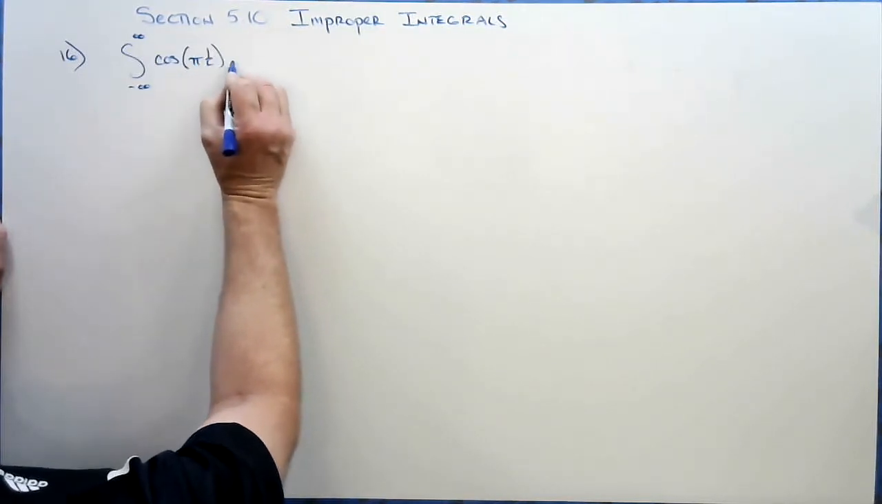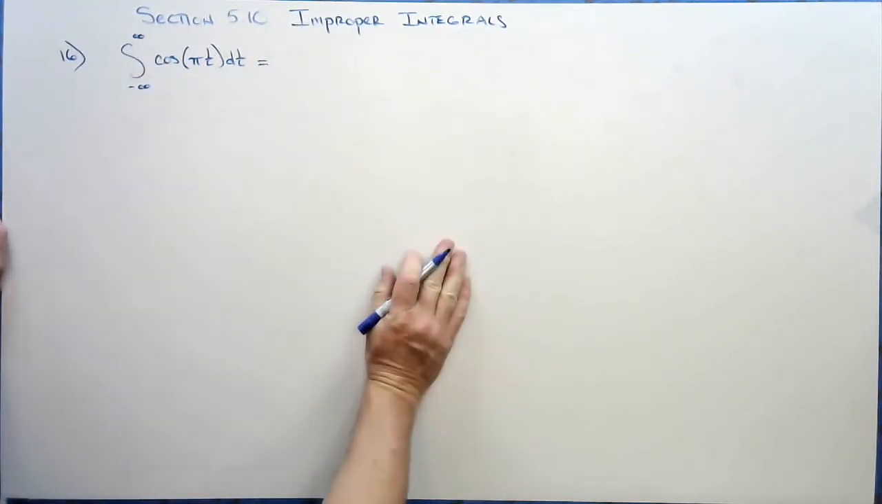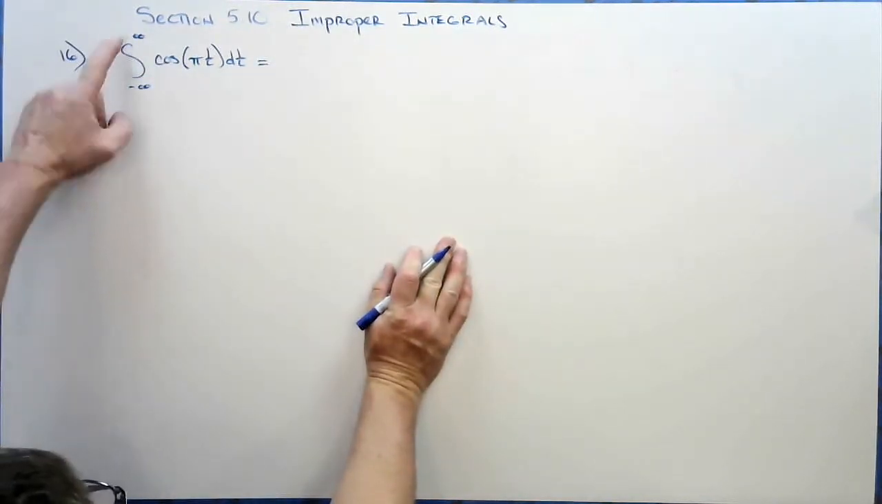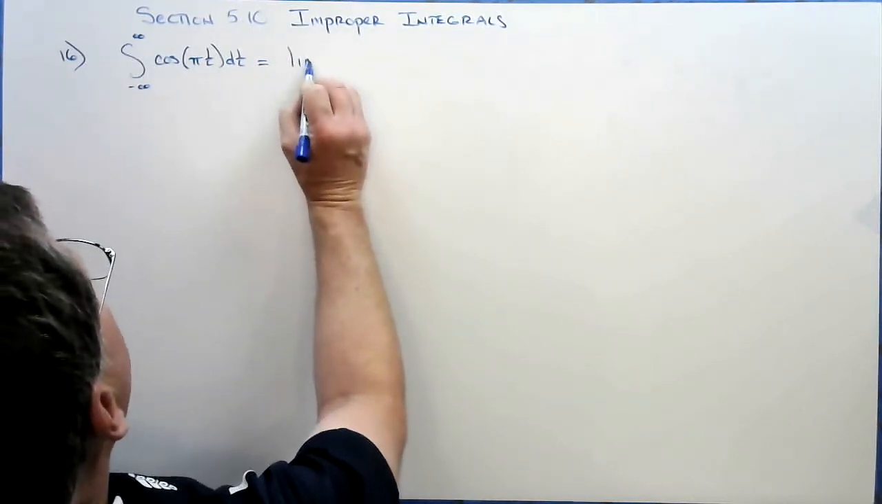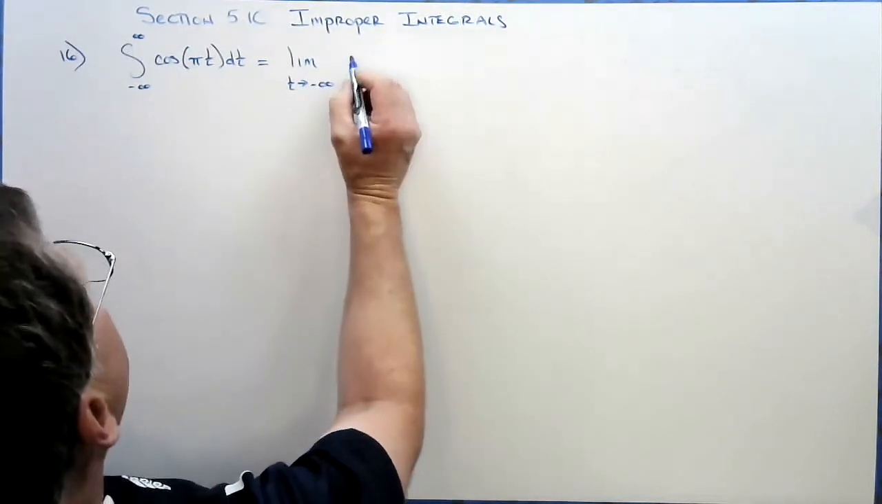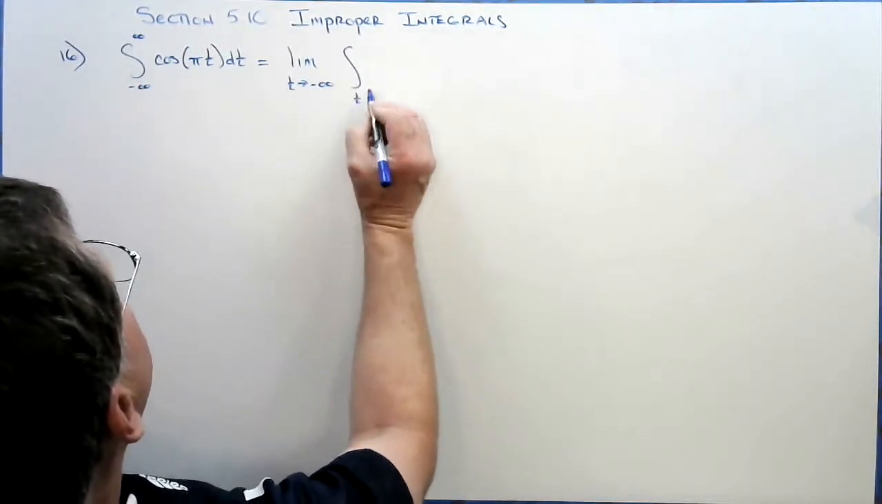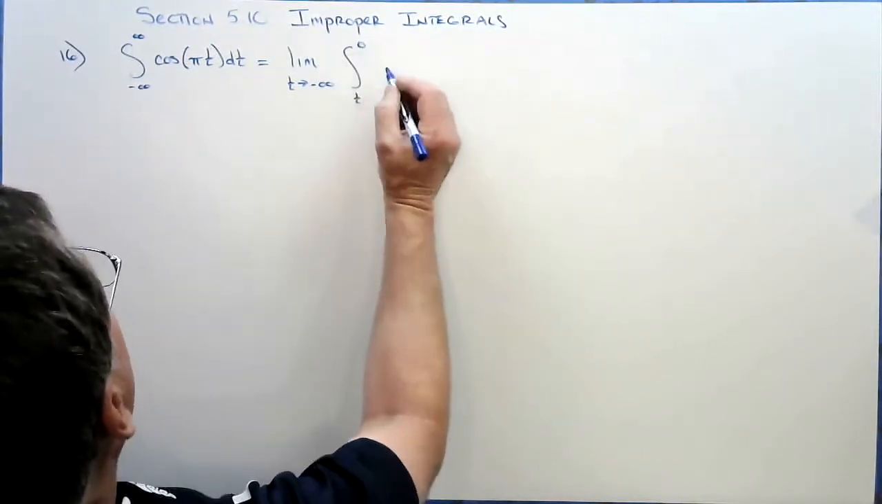So this is an improper integral, so we have to rewrite this. It goes from negative infinity to infinity. So we're going to have to rewrite this as two limits. We're going to have the limit as t approaches negative infinity of the integral from t to, we can pick any number we want here, I'll just choose 0.